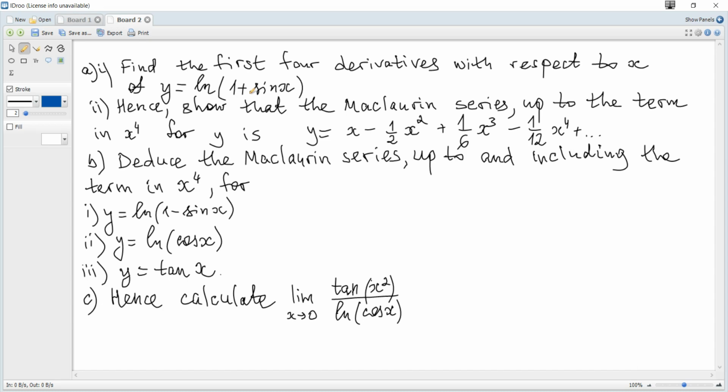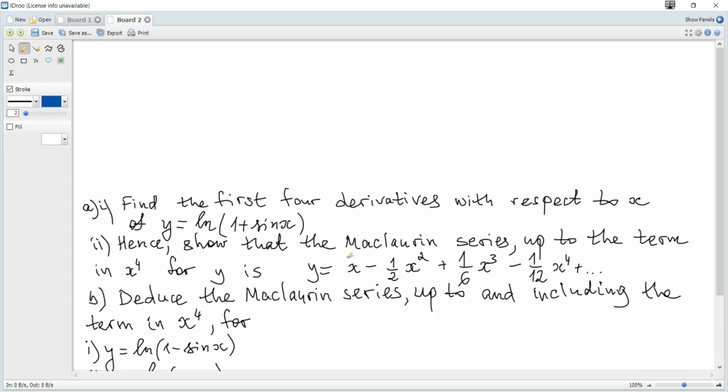Find the first four derivatives with respect to x, where y is ln of 1 plus sine x. Let's review the chain rule firstly.